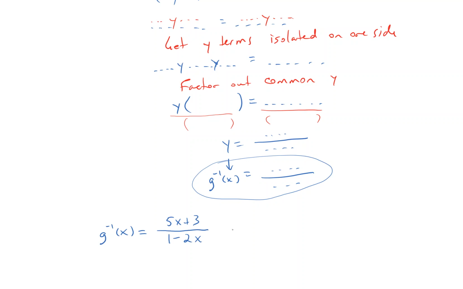Some other ways you could write that is, depending on how you did it, you could have a negative in the front with a 2x minus 1 on bottom and a 5x plus 3 on top. And maybe there are some other ways, depending on how you worked out the problem, you'll get something else that is equivalent. So any of these are okay.